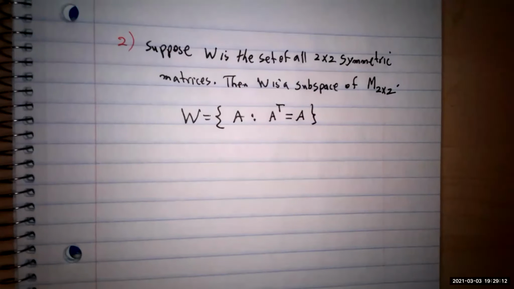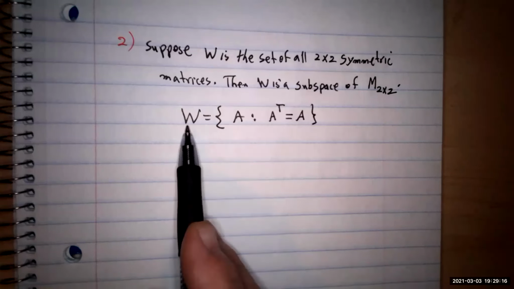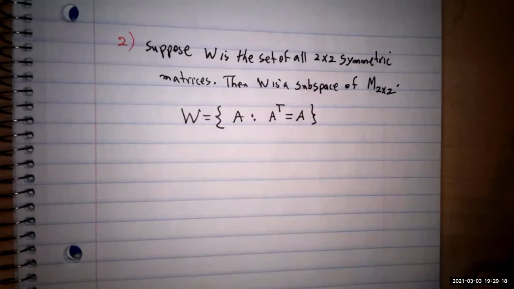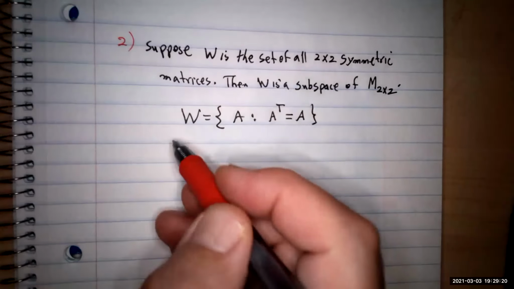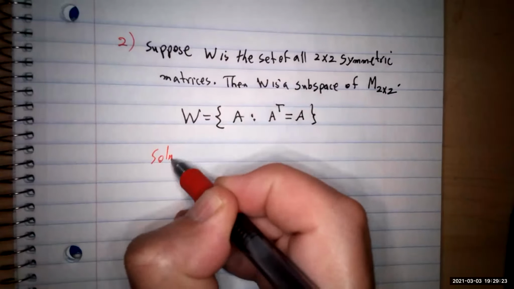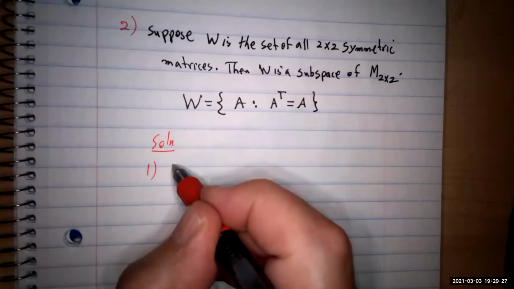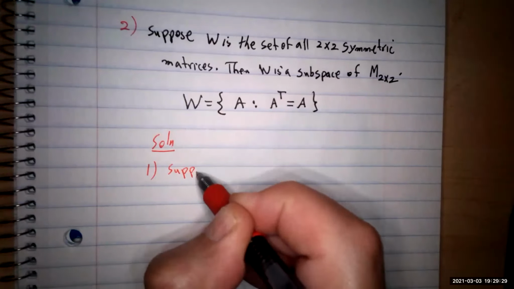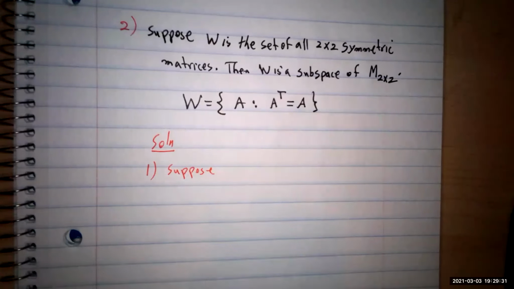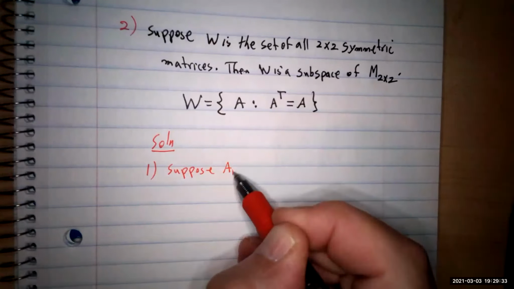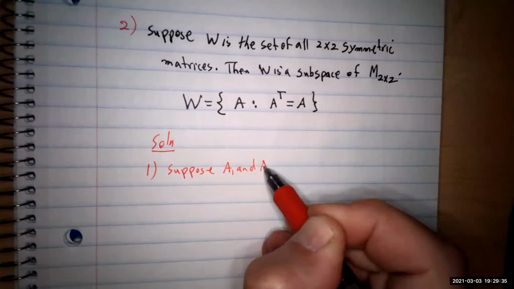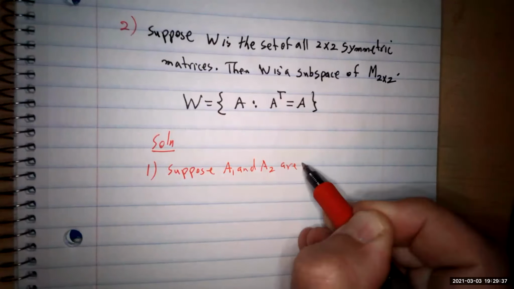So to show it, you need to show two points. Pick two members of W and show that the sum is also a member of W. So the solution is going to be condition 1 that you want to prove. You are going to suppose two members. Let's say A1 and A2 are in W.